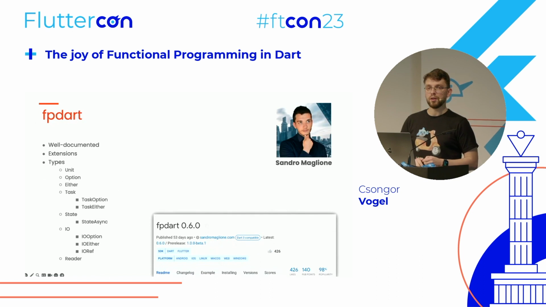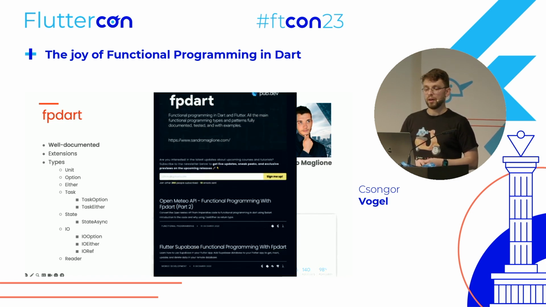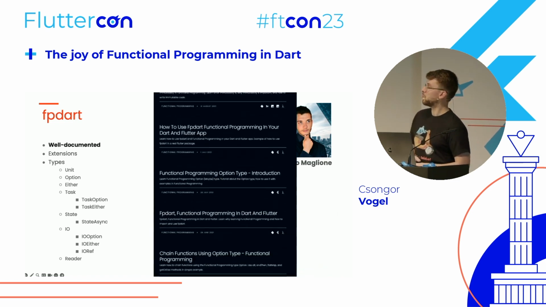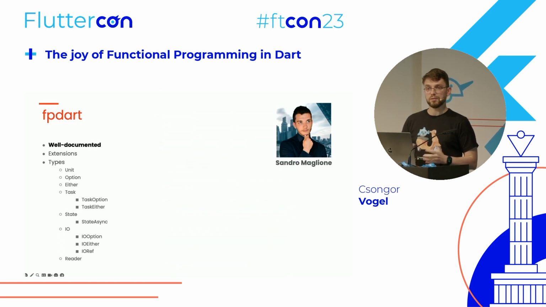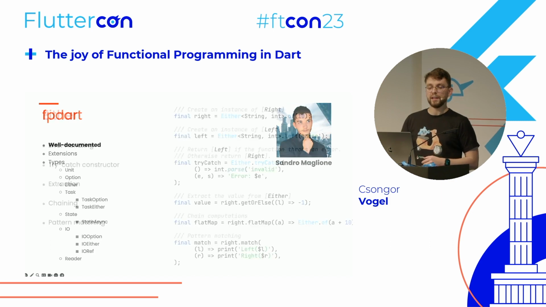fpdart is a newly introduced functional programming package, which is well documented. I just showcased a small part of the entire documentation. It also provides a wide variety of extensions and the main types that we can use from functional programming. From this list, I would like to highlight, first of all, the Either type.